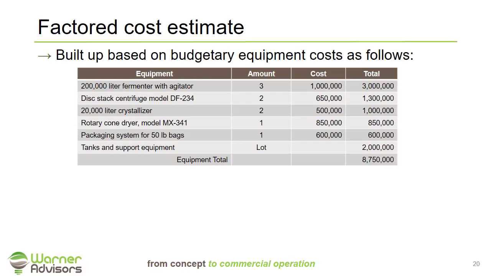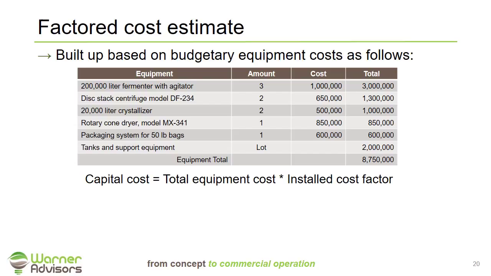So here's what that would look like. For each one of the key unit operations, we generate a detailed equipment list, and working with vendors, we come up with at least a budgetary cost estimate for each one of those pieces of equipment. In this case, it will be fermenters, centrifuges, crystallizers, dryers, and the packaging system. Given the numbers of each one of those pieces of equipment and cost, we develop a total budgetary equipment cost. In this case, we're projecting that the dimethyl process will have roughly $8.75 million of equipment that go into that process.